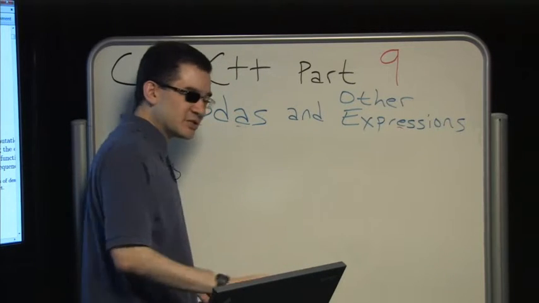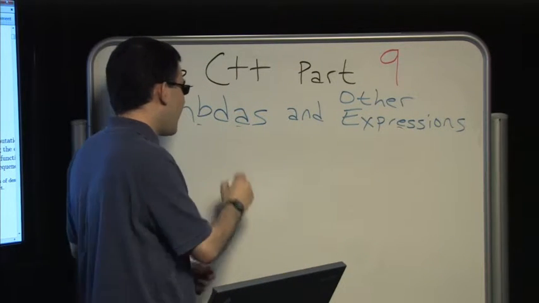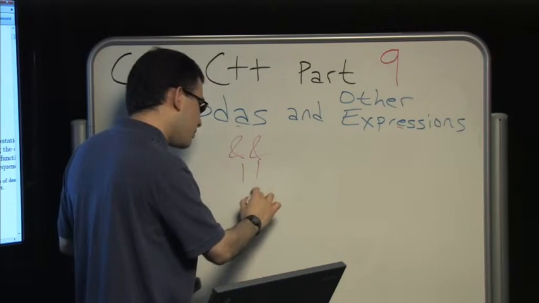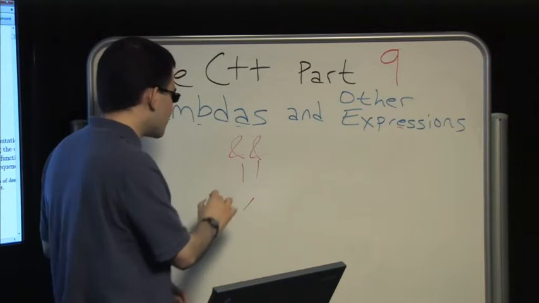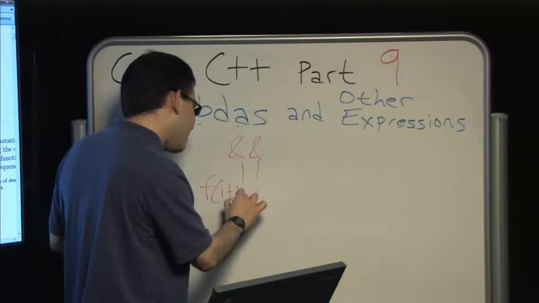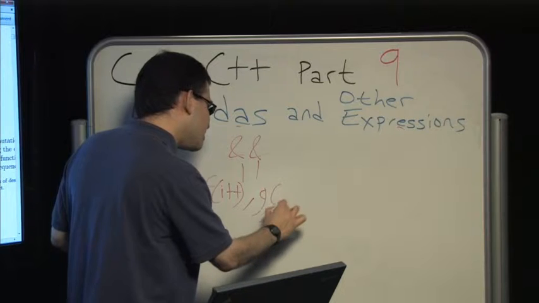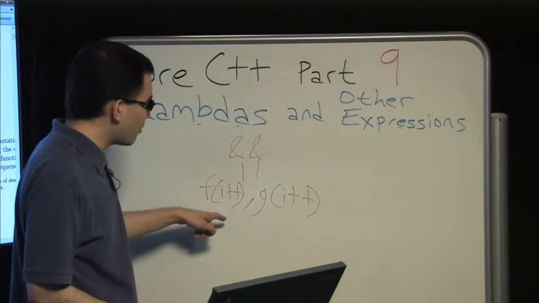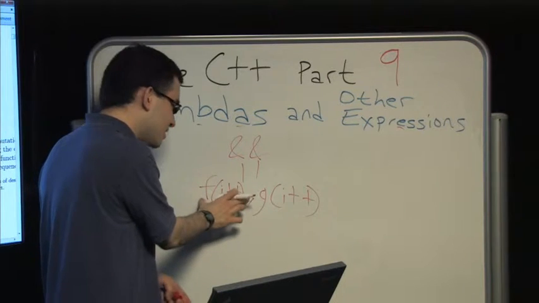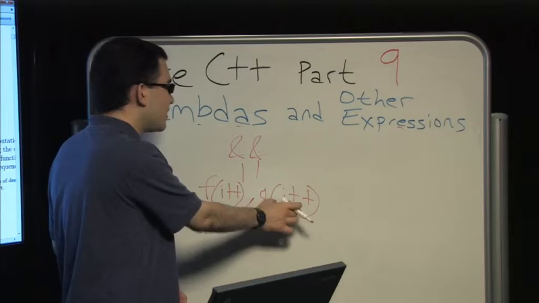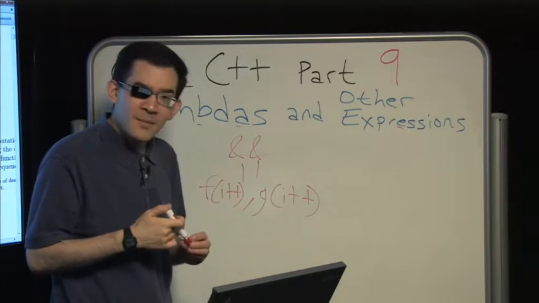A few things do guarantee order of evaluation, and those are the logical AND operator, the logical OR operator, and the comma operator. So if you have something like f of i++ and then g of i++, as long as the comma operator has not been overloaded, you're guaranteed that this will be evaluated as if there was almost a semicolon here, then this will be evaluated, and then this will be returned. The comma operator is pretty strange.